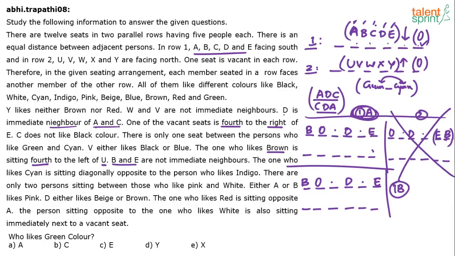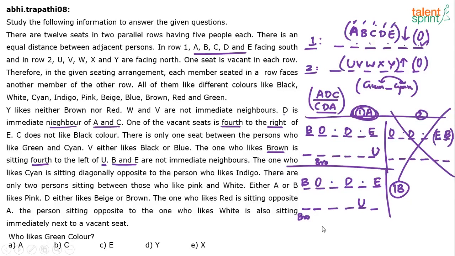Now we will go with this point. What is that point? The brown point. The one who likes brown is sitting 4 to the left of you. So let's say U comes here. See, case 1A and 1B are exactly the same till now. The only difference is two different positions of U. Brown is 4th to the left of you. 1st, 2nd, 3rd, 4th. This is brown. If U is here, 1st, 2nd, 3rd, 4th, this is brown. Okay. So 1A and 1B.